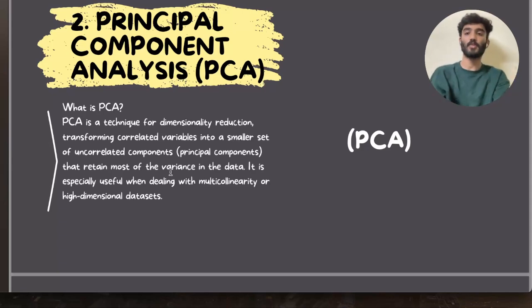The principal components are ranked by how much variance they explain in the data. For instance, the first principal component explains the largest variance, the second explains the largest remaining variance, and so on.